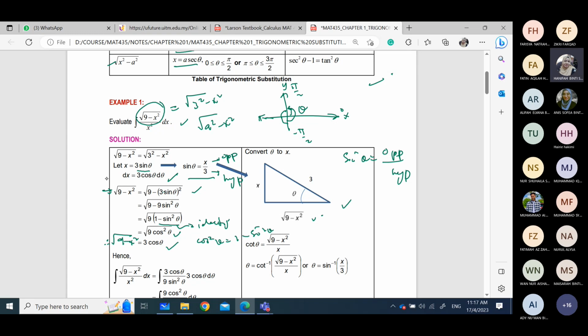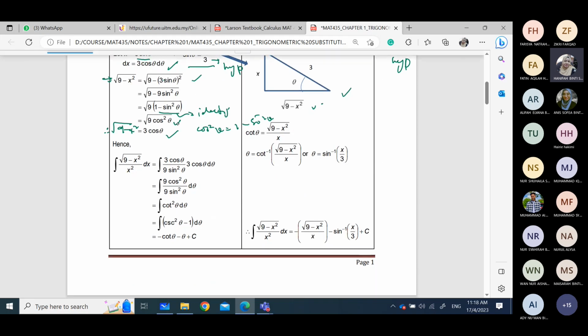Okay, class, for this part, any questions? No, madam. Okay, very good. So for this part, you just substitute x with 3 sine theta and the rest follows. That's all.